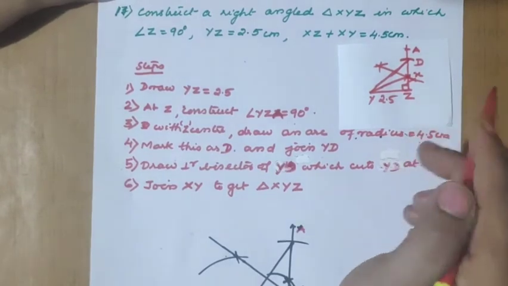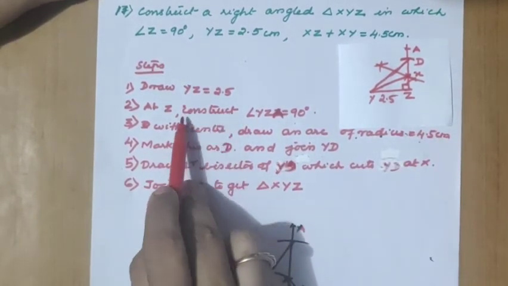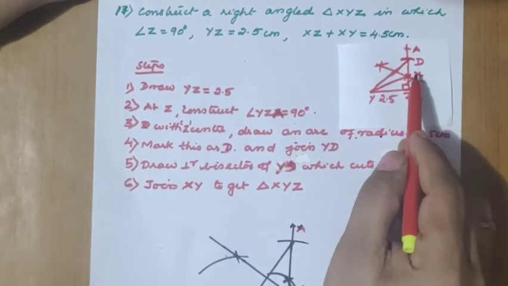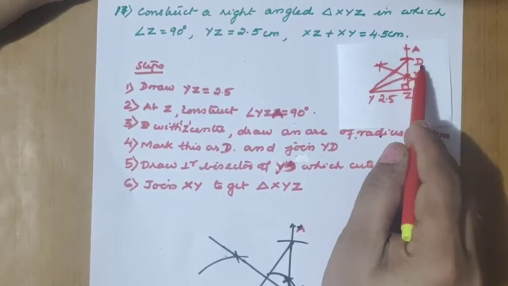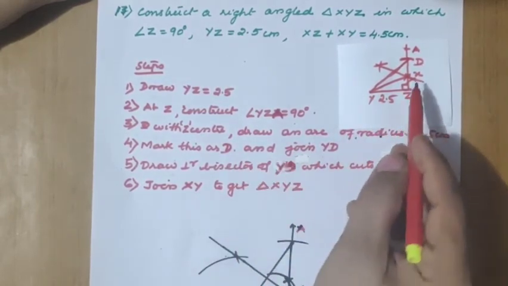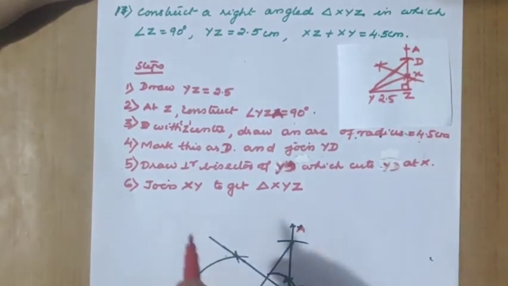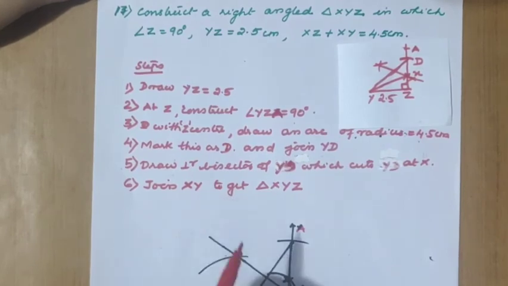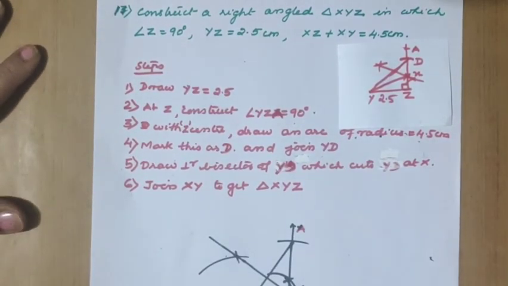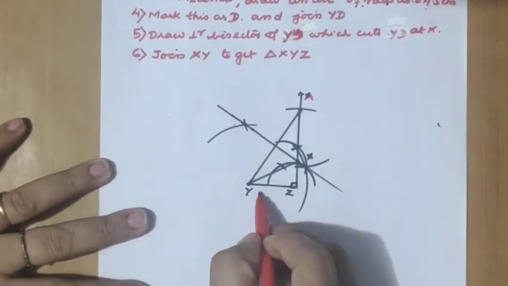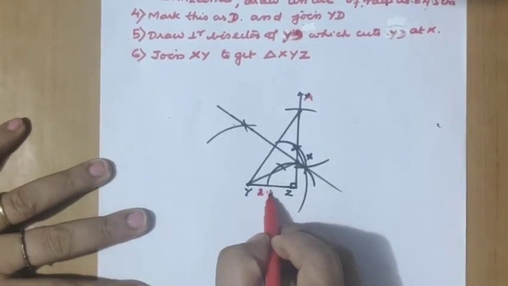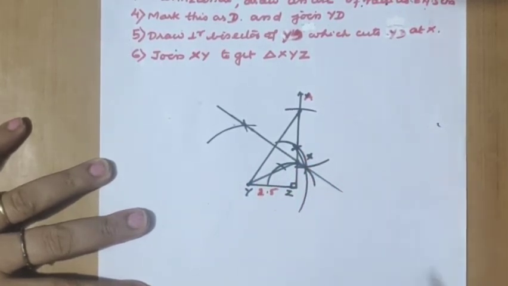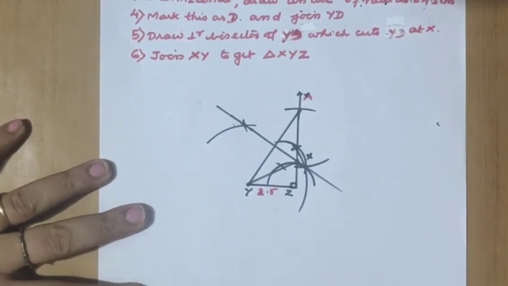Let us read the steps once again. Draw YZ equal to 2.5. At Z, construct YZA equal to 90 degrees. With Z as a center, draw an arc of radius 4.5. Mark this point as D. Join YD and draw the perpendicular bisector of YD, which will meet at X only, and join XY to get the triangle XYZ. So the diagram you can see here, we just have to write the measurements. Here it is 2.5 and here the total length XY plus XZ is equal to 4.5 centimeters. So this is the required triangle.